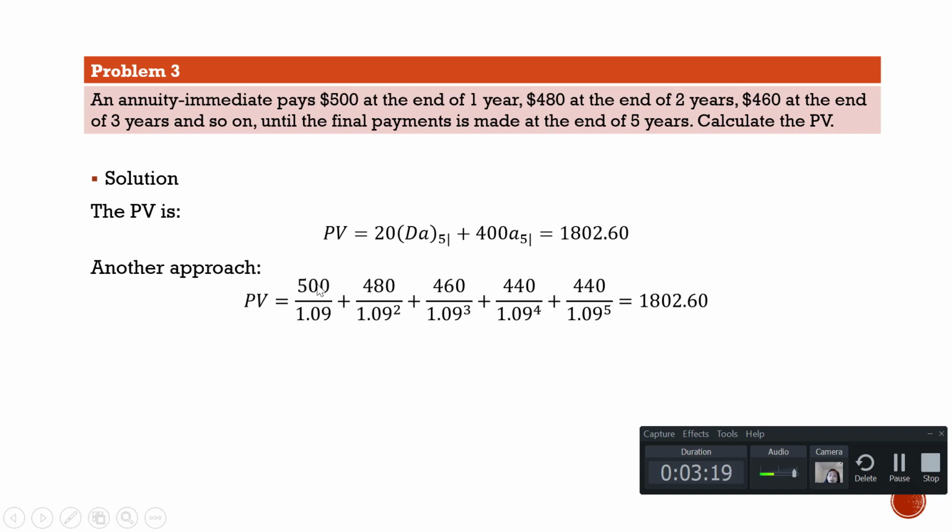Another approach: because we have only 5 years, we can use the old, very simple methods. There is 500v, 480v squared, 460v cubed, 440v to the 4th, and 420 v to the 5th, and the answer is the same. Another way to look at this is to use the PQ method. So P is 500, Q is negative 20, and we find the same answer.